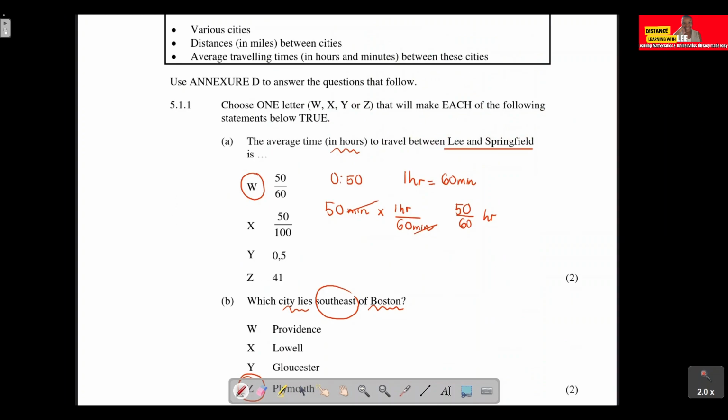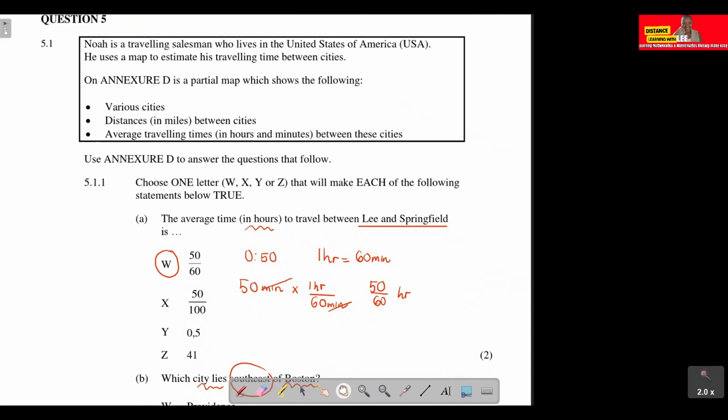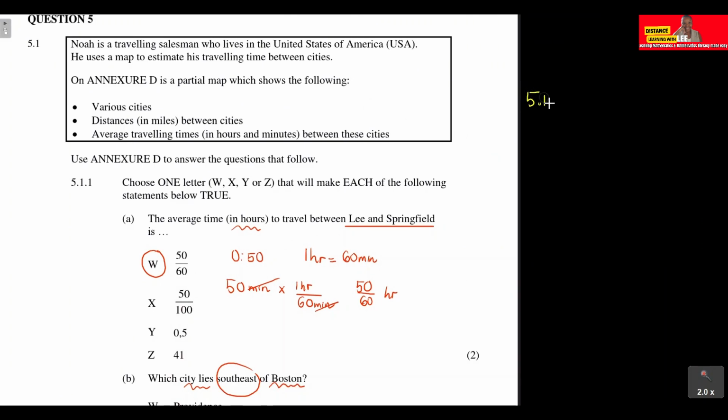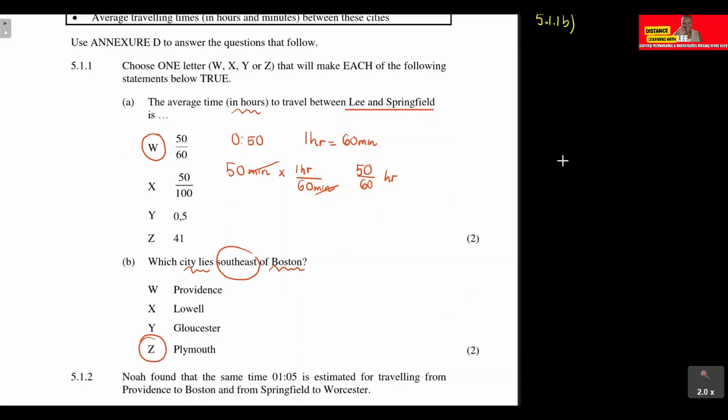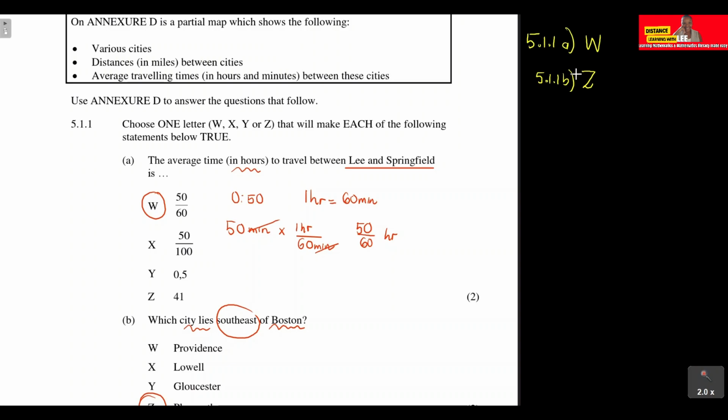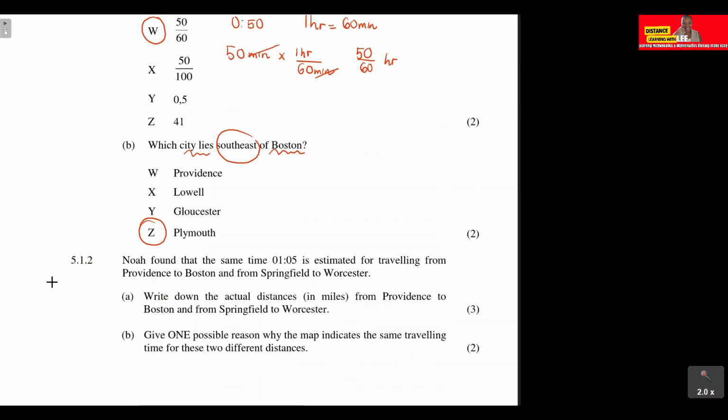Let's just quickly write down these answers nicely. 5.1.1, we said our answer here is W. Then this is 5.1.1a, answer is W, and 5.1.1b, our answer here we said was Z. All right, let us continue.